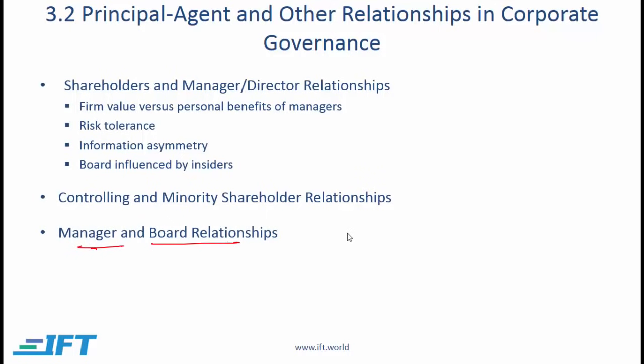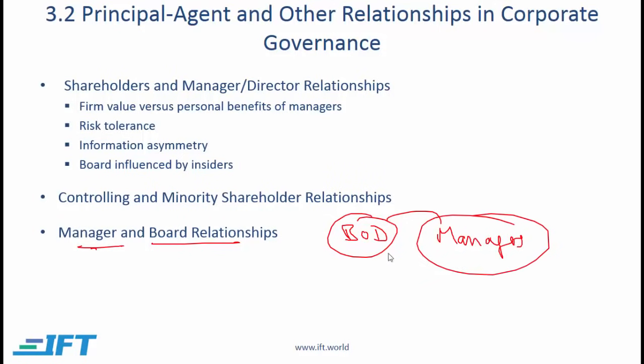Manager and board relationships. So we have a board of directors which is responsible for overseeing the managers of a company. In a situation where we largely have independent directors who are not involved in the day-to-day running of the company, we can have a potential issue whereby the managers do not provide sufficient information to the board, and if the board doesn't have sufficient information, then they cannot adequately oversee the managers.